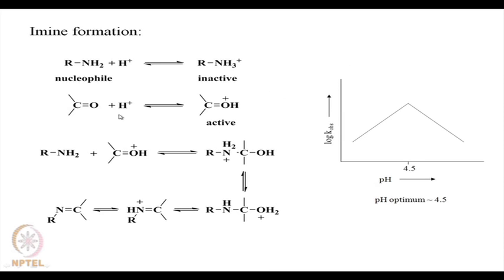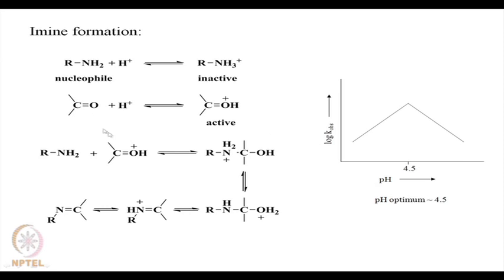Next there is another reaction, which is imine formation. If you plot log k observed versus pH, it is found to maximize around pH 4.5 to 5. So the optimum pH is around 4.5. If you go either way, below 4.5 or above 4.5, the rate has been found to reduce.